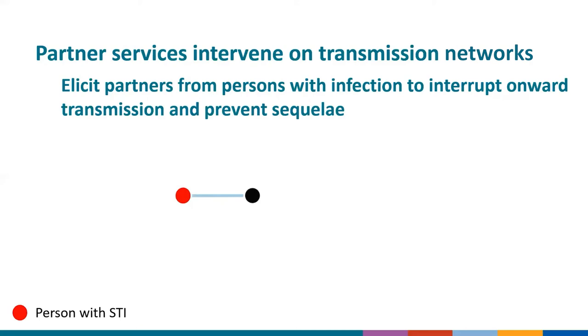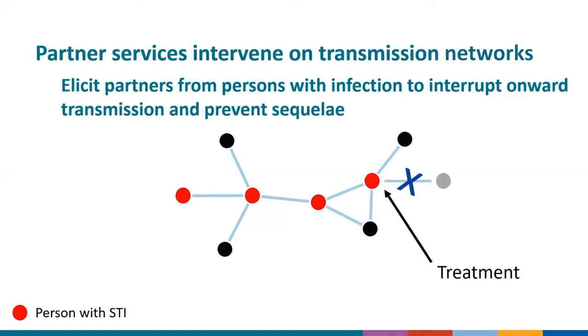So here's a short example of how that might work. In this example, we've identified a person with an STI, shown here in red, and they've named one partner, shown here in black. We locate and interview the partner and test them for STIs and find out that they are positive. We then elicit partners from them and they name three new partners. We continue forward and test the partners and find that one is positive. So we elicit partners from that person and they name two new partners. One of those is positive and that person names one new partner, and so on and so forth.